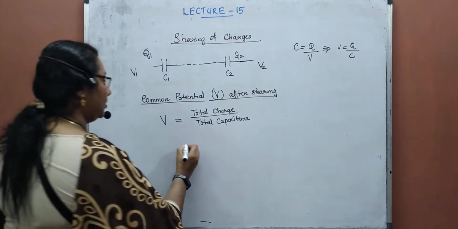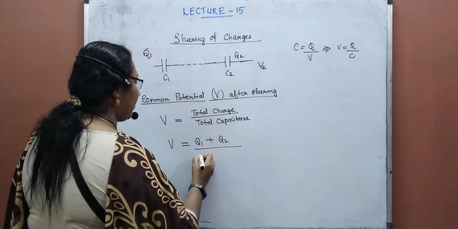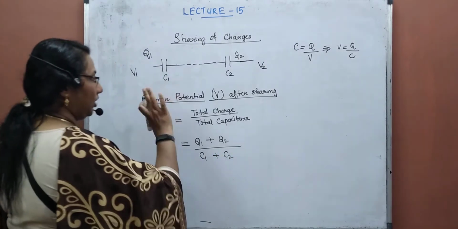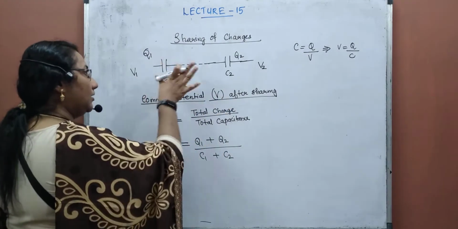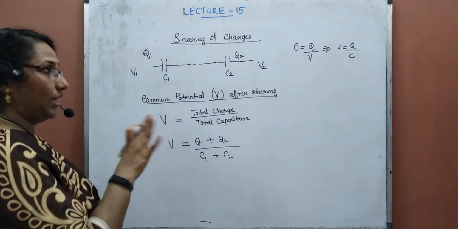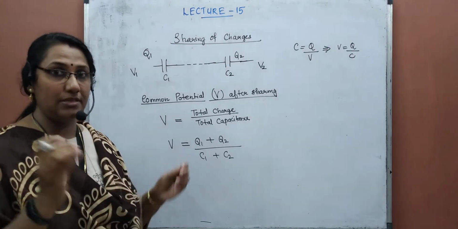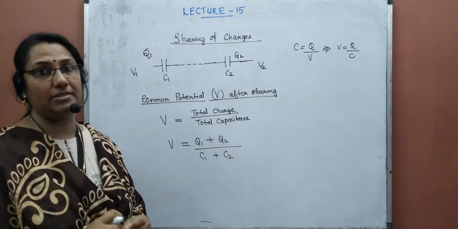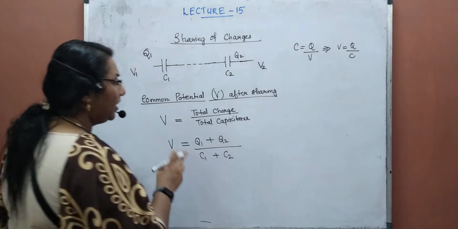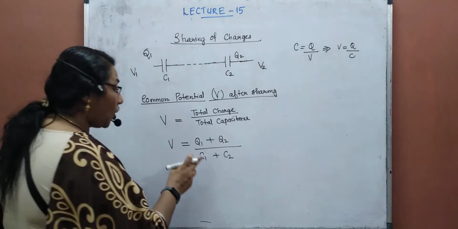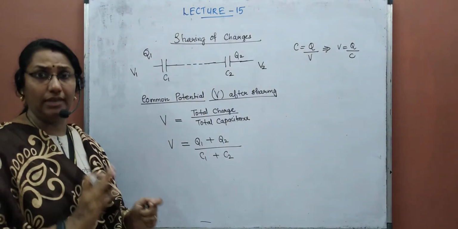What is the total charge? Q1 plus Q2. What is the total capacitance? C1 plus C2. Suppose this is 2 microfarad and this is 3 microfarad. Now the system contains 2 plus 3, 5 microfarad capacitance. The arrangement is not a series connection. The arrangement is the sharing of charges by two different capacitors at two different potentials. This is not effective capacitance; this is the total capacitance in the arrangement, C1 plus C2.